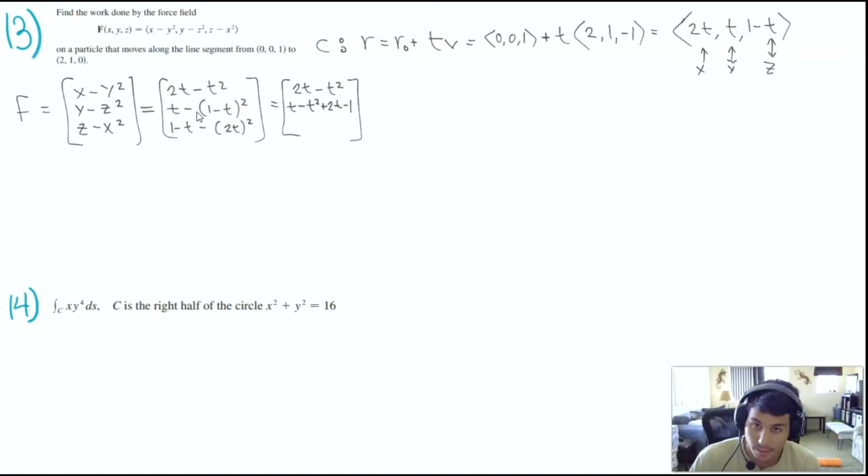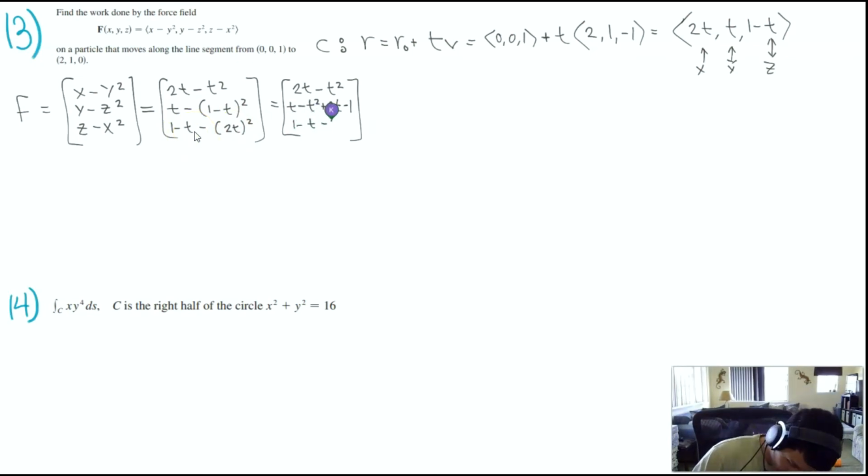Okay, so next one. I gotta make that t look a little bit more like a t. There you go. And then this will be 1 minus t minus 4t squared. That's f of t.